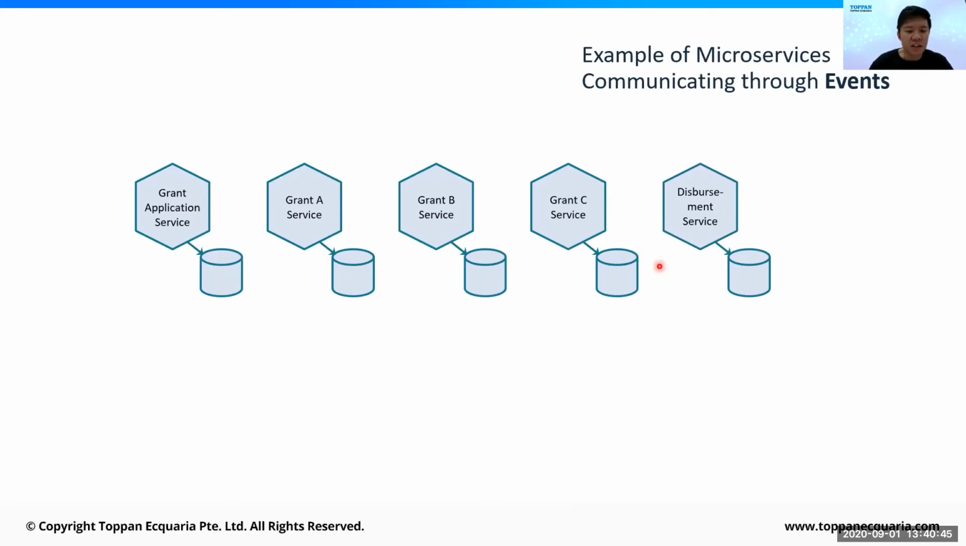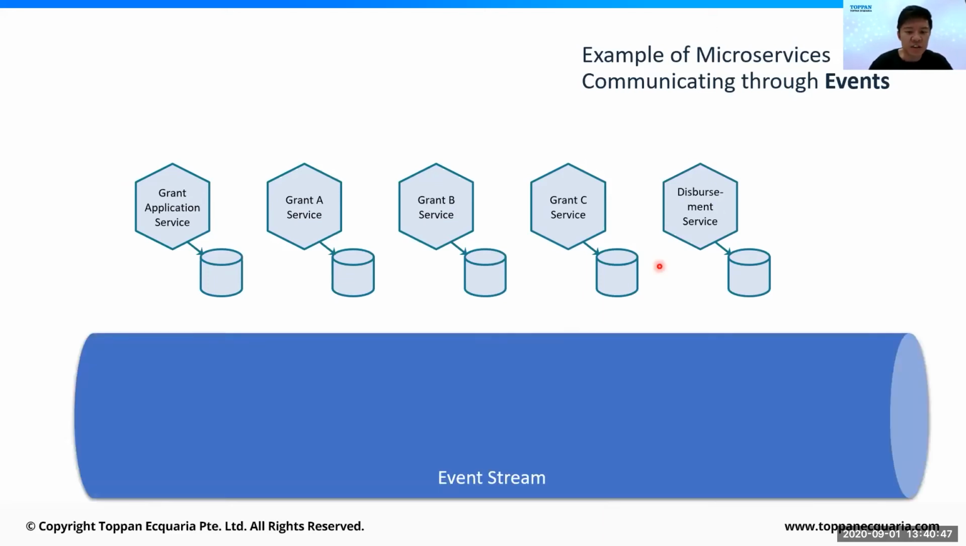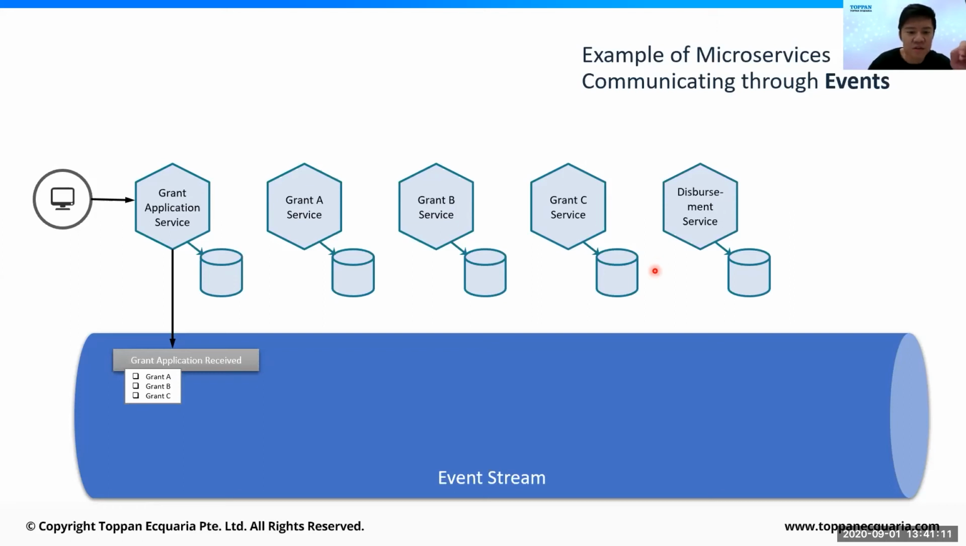What's different in this design is that instead of communicating through REST, all services communicate through a common pipe, which we call event stream. Let's see how it works when an applicant submits applications. When an applicant submits applications, they submit their applications through the grant application service. Upon receiving the application, the grant application service stores the application in its own database and emits an event to the event stream that the application record is received. Right? And it may also contain details such as what are the grants that it applies for.